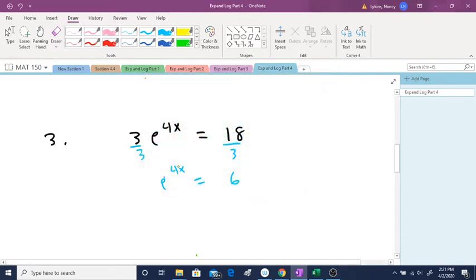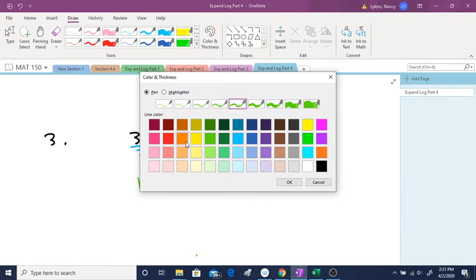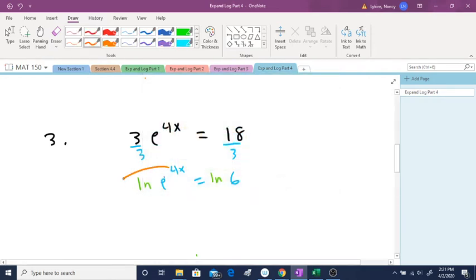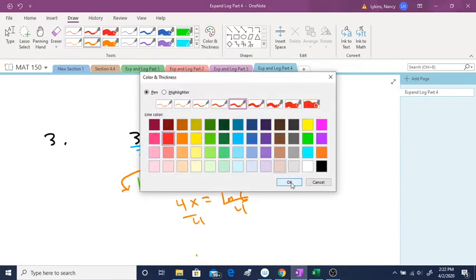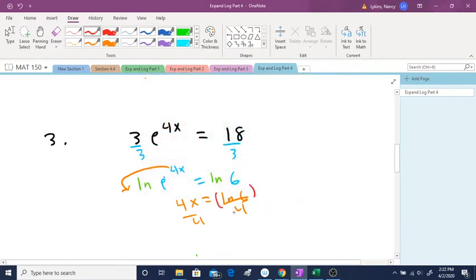E is paired up with ln. I have an exponent, so I do not have to make it an exponent. ln of e to the 4x equals ln of 6. ln of e is 1, so that makes the 4x come down. 4x equals ln of 6. Divide by 4. So ln of 6 in parentheses, divided by 4. And you get x will come out to be 0.4479.